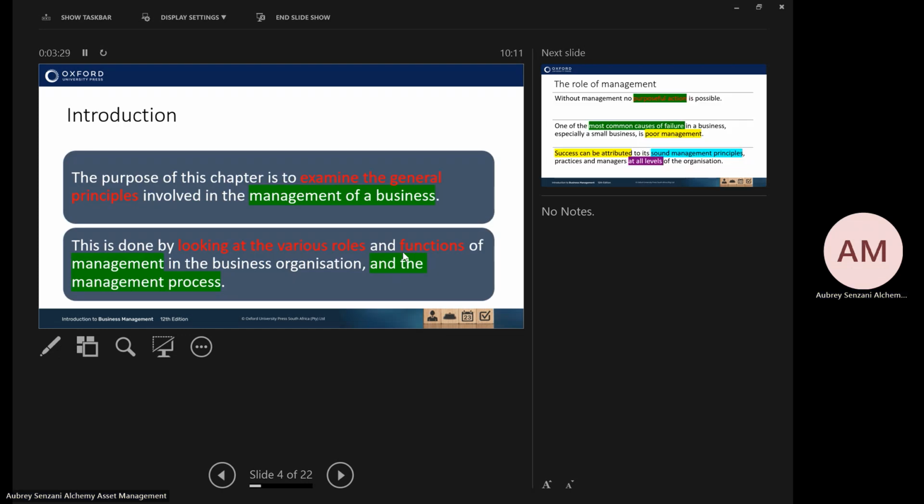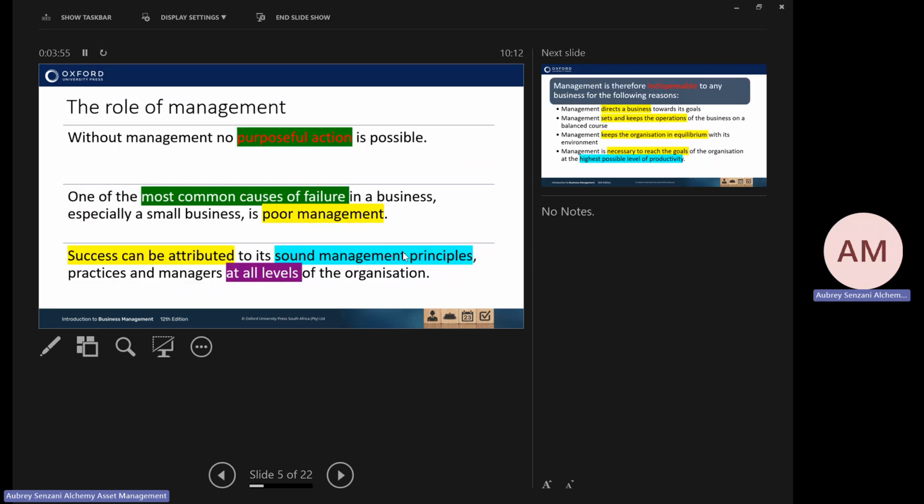or linked. Now, the purpose of this chapter is to examine the general principles involved in the management of business. This is done by looking at various roles and functions of management, but not only roles and functions of management, also the management process as well. So we're not just looking at the roles and functions, but also the process. Now why is management important? It's important because management gives the business purpose, through overseeing the actions that take place within the business, isn't it?